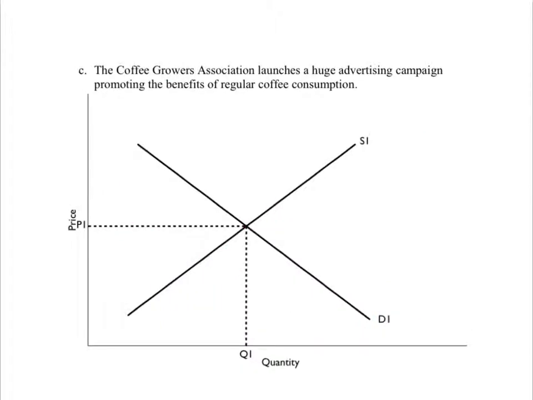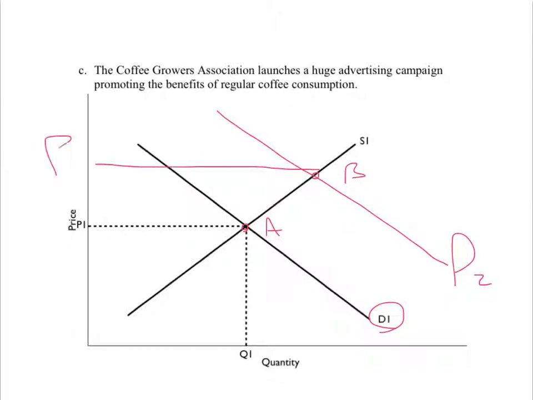In our third scenario, the Coffee Growers Association launches a huge advertising campaign promoting the benefits of regular coffee consumption. We'll see a change in taste and preferences. People will be attracted to coffee. This will increase the demand for coffee from D1 to D2. Equilibrium moves from A to B. This takes the market to a higher price and a higher quantity. So both price and quantity rise as a result of higher demand. You'll notice that when the demand curve shifts, price and quantity follow in the same direction. An increase in demand raises price and quantity. A decrease in demand will lower price and quantity.